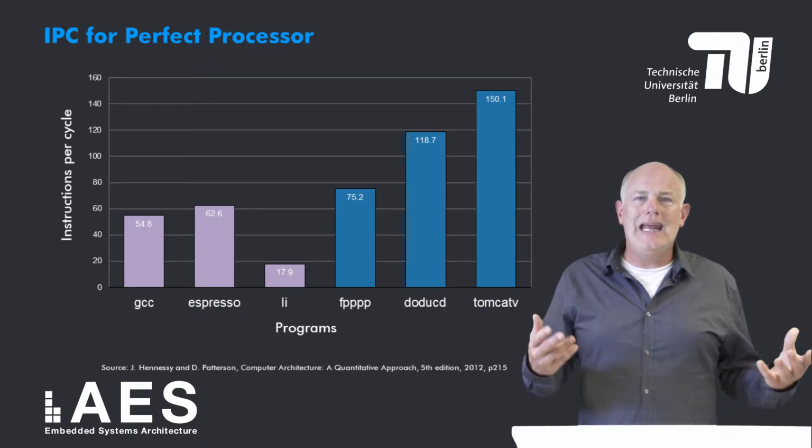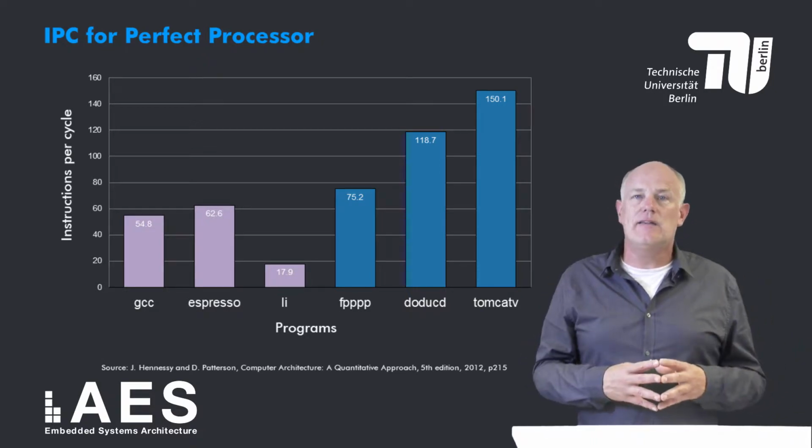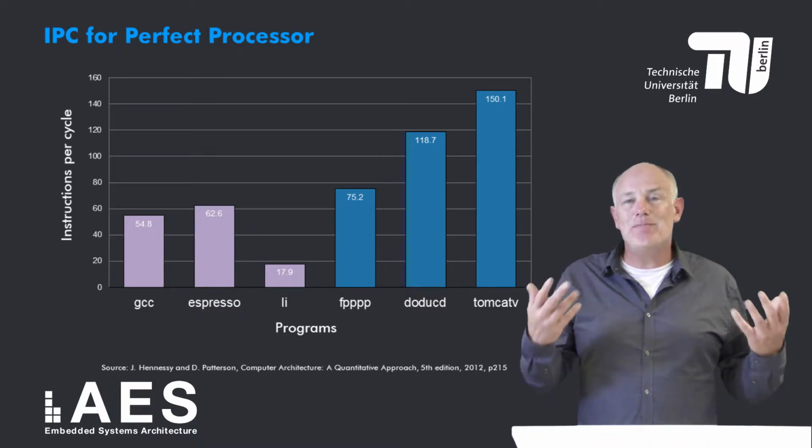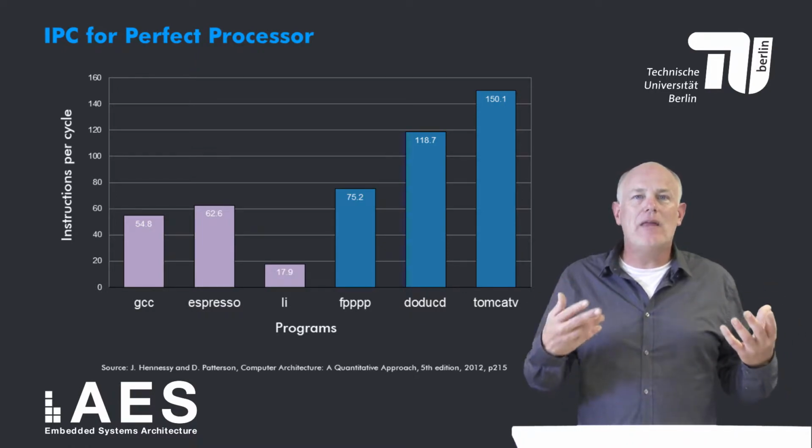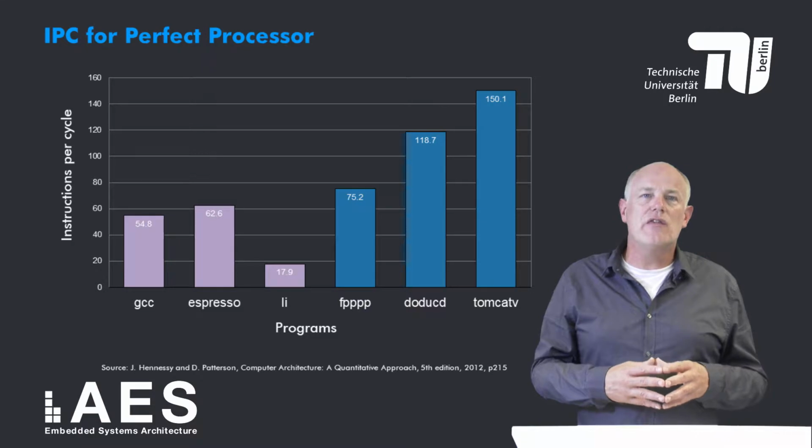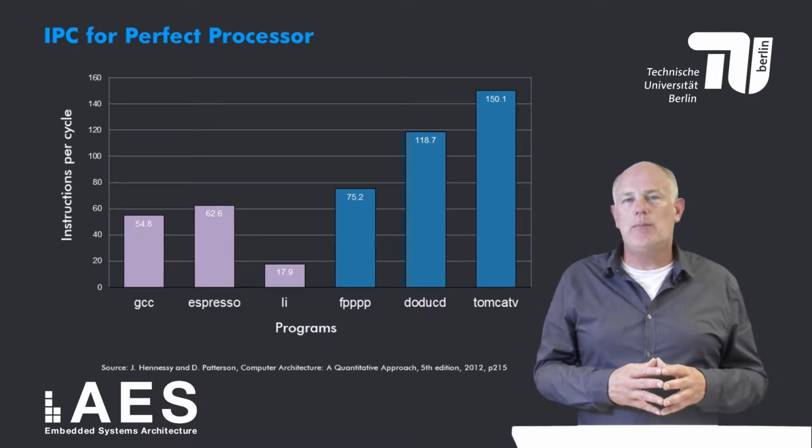Third, for the benchmark Li, an IPC of only 18 is achieved. This is because Li has many short dependencies, meaning that there are not a lot of independent instructions between each pair of dependent instructions.